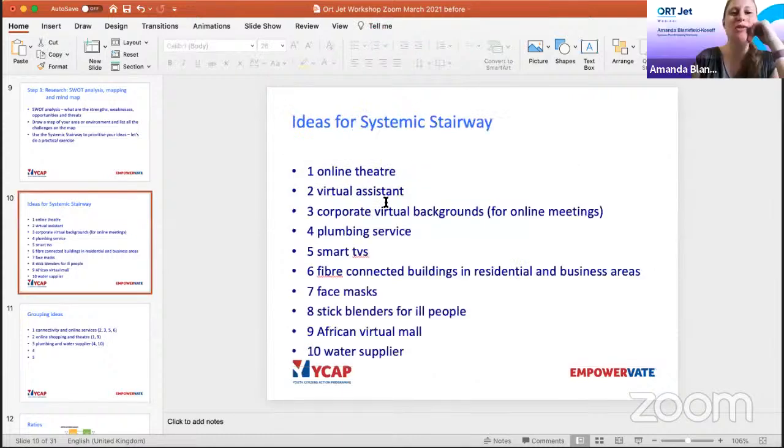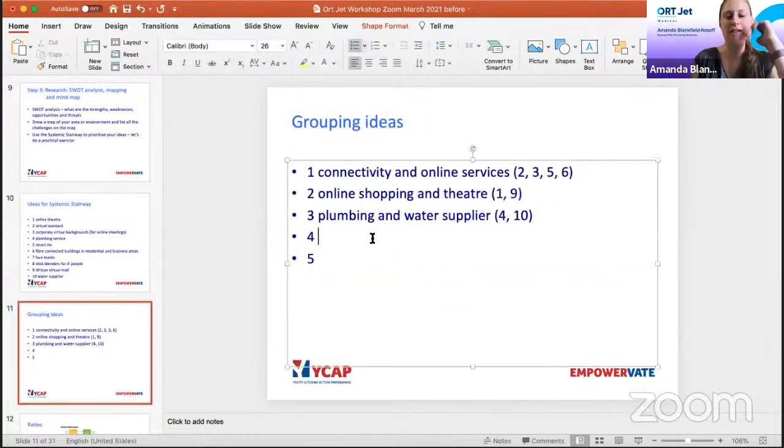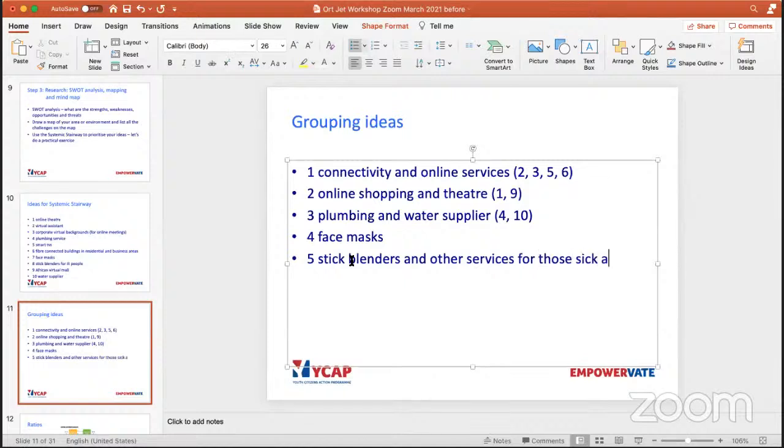Okay, so now we've got two more. The two that are still there are the face masks and the stick blenders. So should we have them as separate things? Face masks is one, because I don't think they go together. Face masks are very different to stick blenders. And I think the stick blenders could be diversified into more things that can be used for people who are home and sick. Yeah, you could probably connect face masks in that. If you're sick, you're going to self-isolate, and people who aren't sick are going to want to be protected, so they could wear the face masks when bringing you the food that's made with the stick blenders.